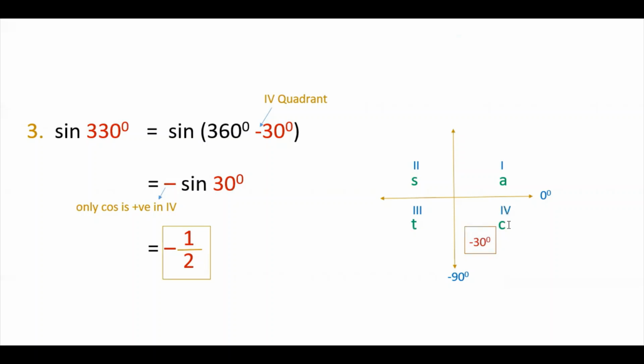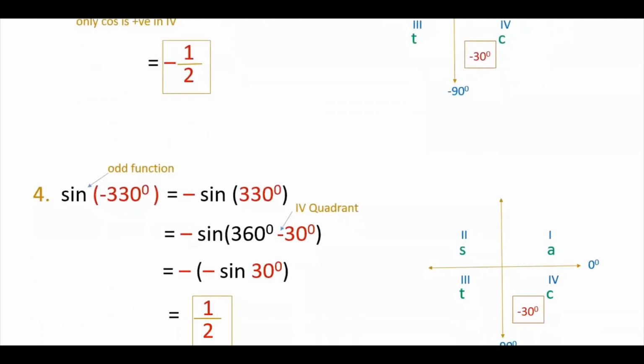In the fourth quadrant, only cos and secant are positive and all the remaining trigonometric functions are negative. So for minus 30 degrees, this is my sine, so you have to put minus because only cos and secant are positive. So minus sin 30 degrees, that is equal to minus 1 by 2.